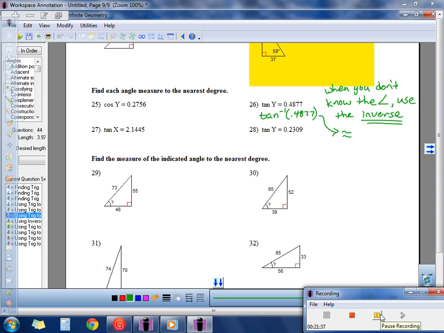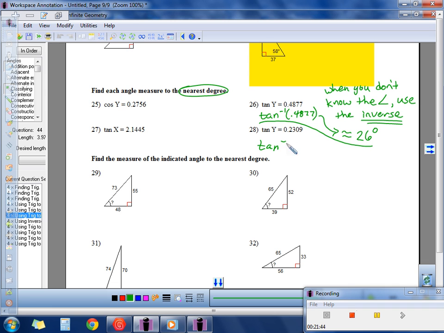So a lot of you told me you got something like 25.998 something, but remember this question says to the nearest degree. So rounded to the nearest degree, it's approximately 26 degrees. So for your work, I want to see this right here. I want to see that you remember to do tangent inverse of that to get your correct answer. Try tangent of y real quick. It's pretty easy. All you do is tangent inverse, type in 0.2309. All right, it looks like it rounded to 13 degrees. So that's the work I'd want to see.